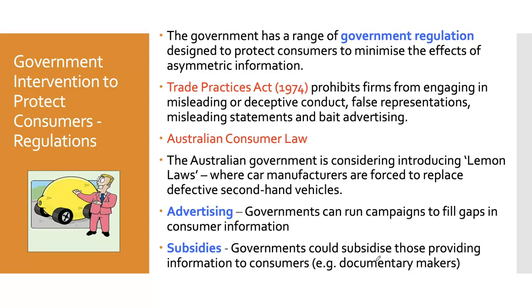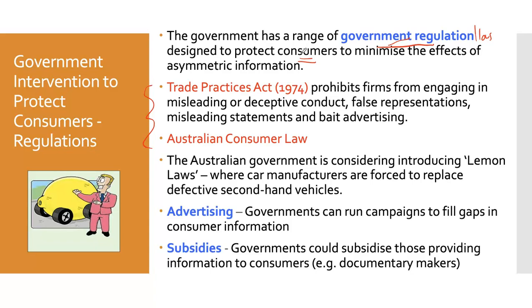So how can we as a government intervene to protect consumers? Often what they do via government regulation. The government has a number of government regulation or laws to protect consumers who don't have full information, or to ensure that they do have full information or are not taken advantage of because they don't. A number of these laws include the Trade Practices Act and Australian Consumer Law.